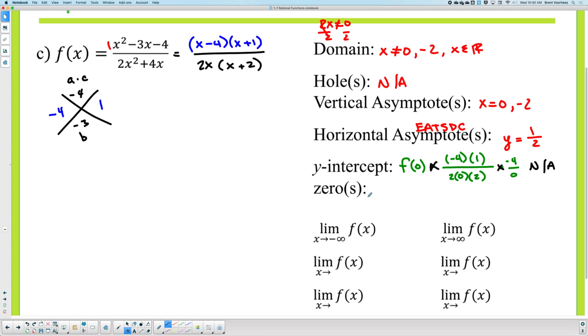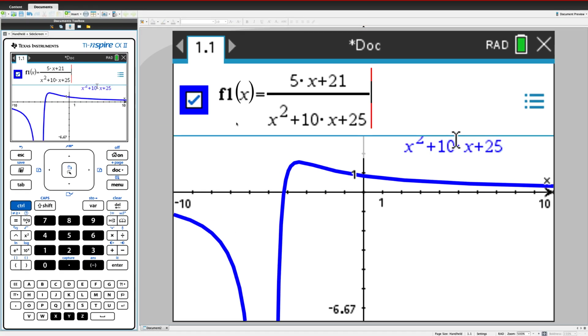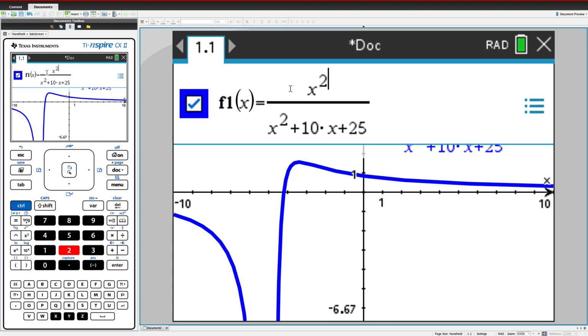Zeros. How do you find zeros? Numerator equal to 0. Where are the zeros going to be? +4 and -1. All right. This time I'm just going to copy the picture over. So let's go to the calculator. All right, as quick as we can. What was the numerator? X squared minus 3x minus 4. Denominator? 2x squared.